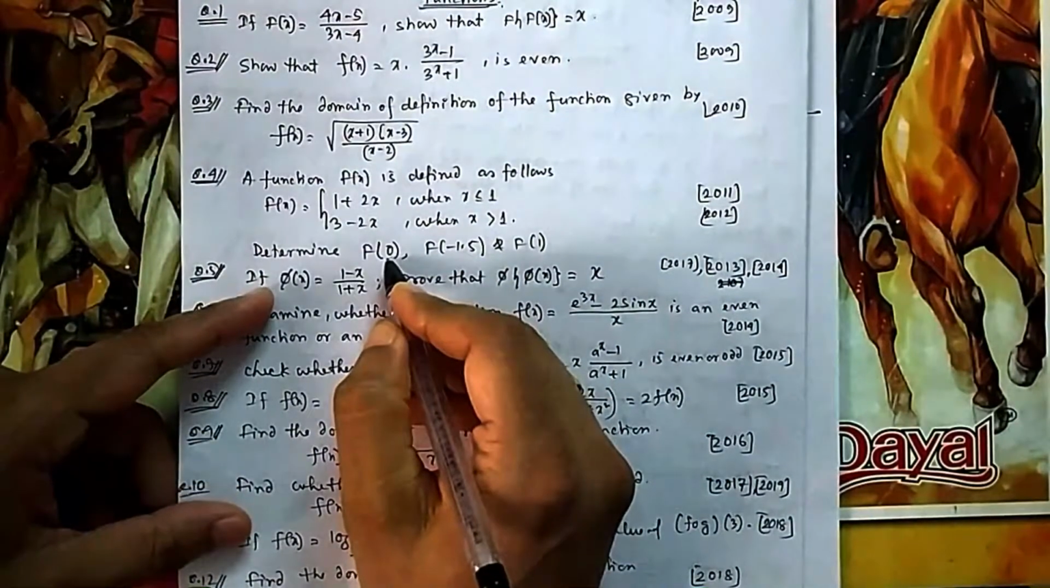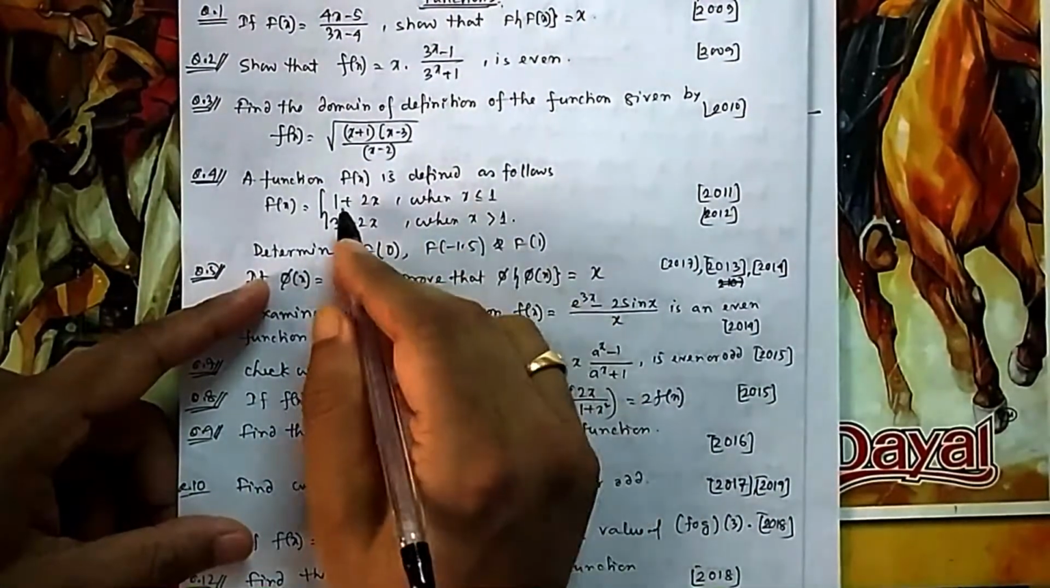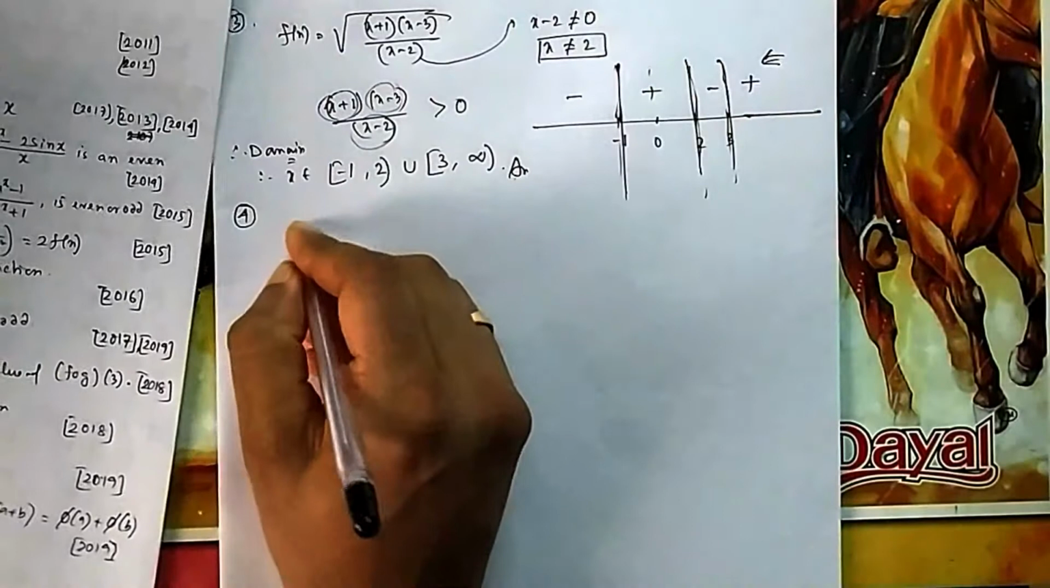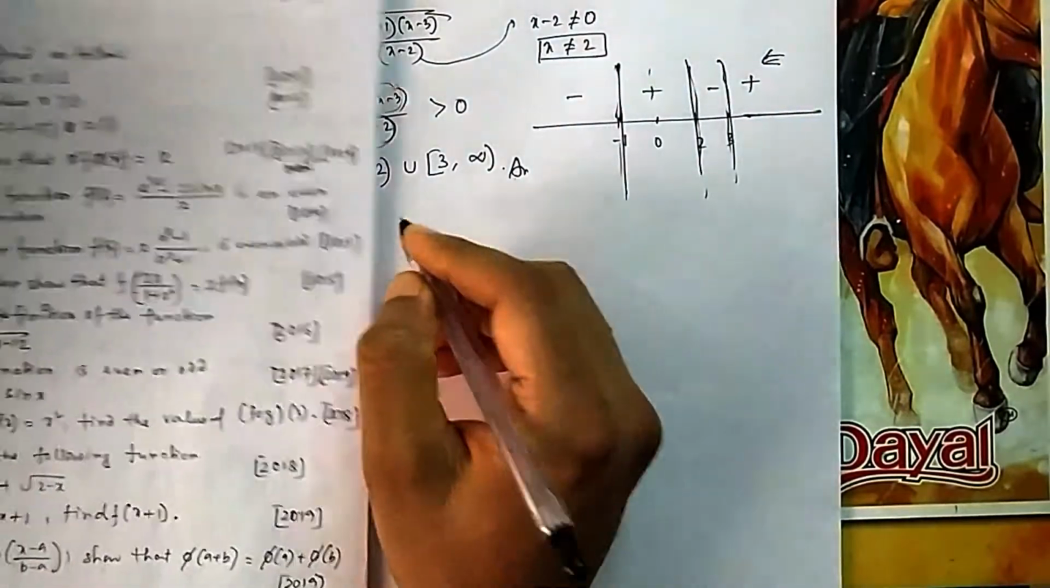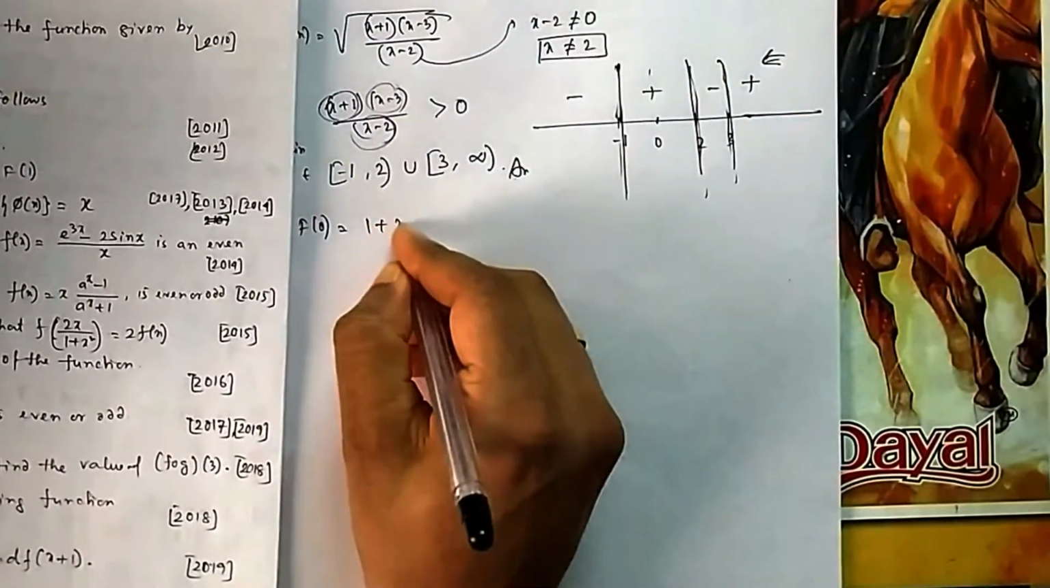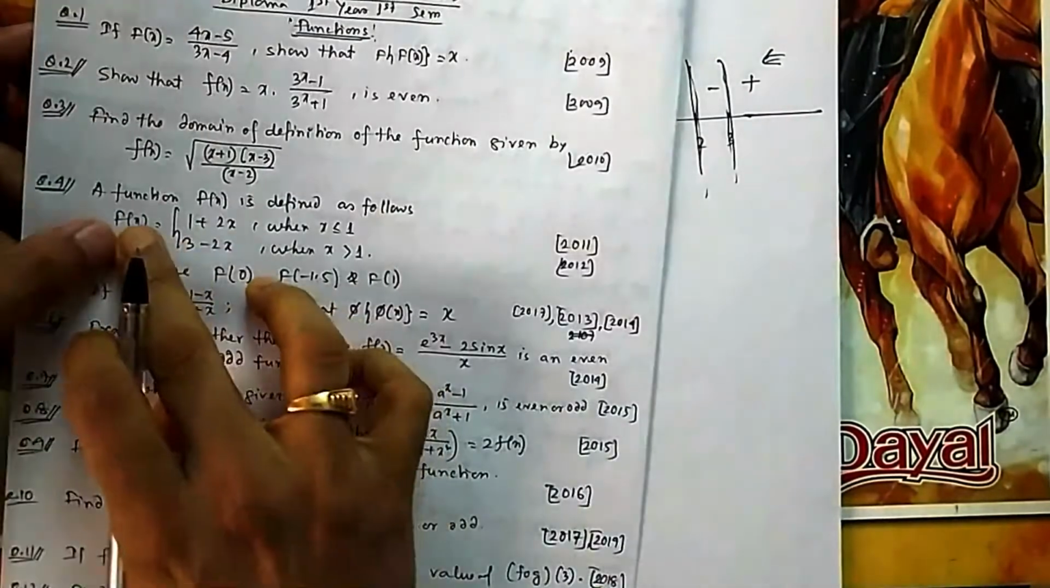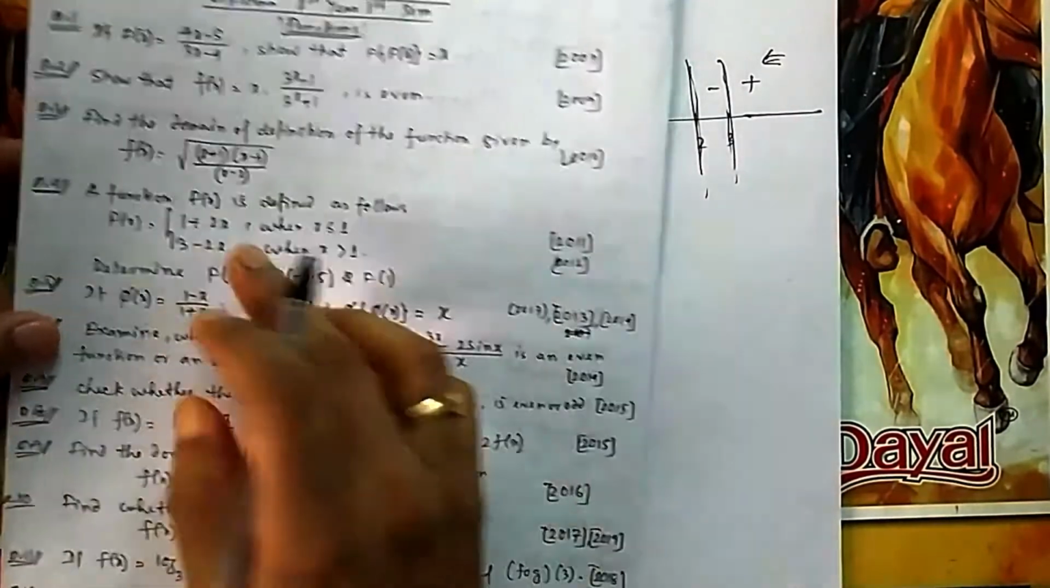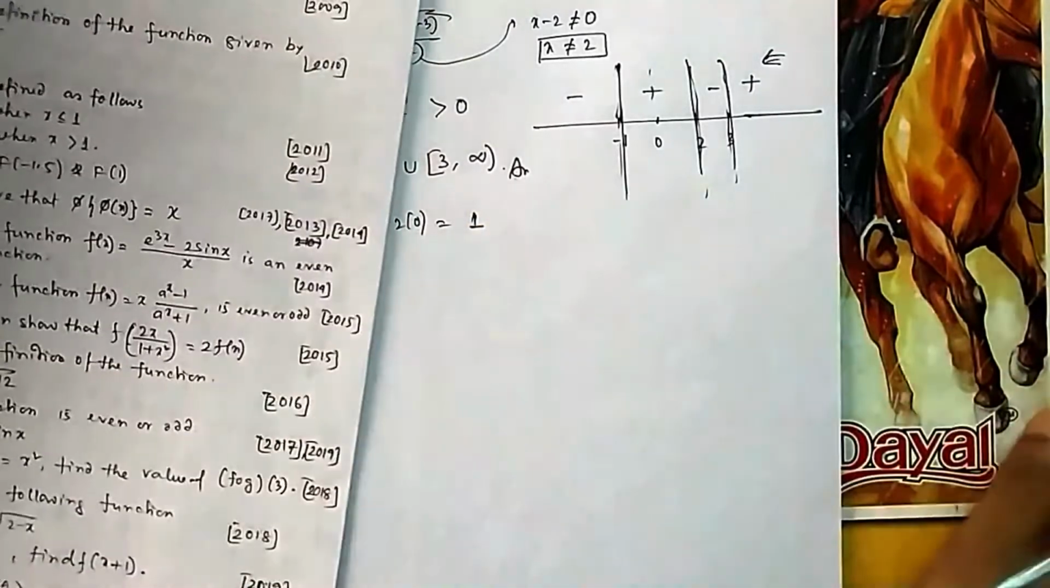So it is 0. So 0 means it will come to this less than 1 branch. So your f(0) will be equal to, what does this branch do? Whatever input you give it, 1 plus 2 into that input. So 1 plus 2 into 0. So this is 1. So this is the first one.